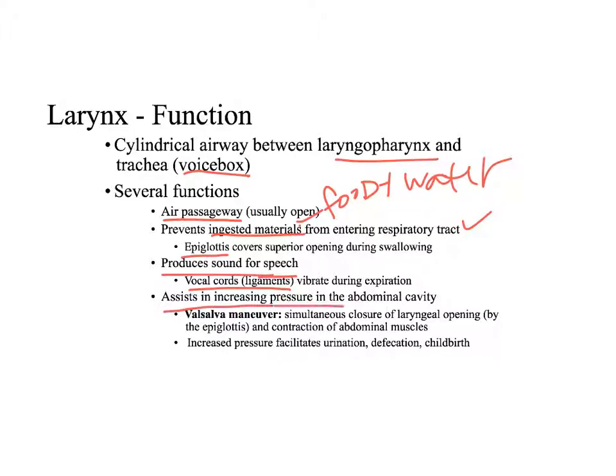The larynx is also going to be important when we need to push. Think about having a baby, and they say push. You take a breath and you close your larynx off, you close off your vocal cords, and you contract your abdominal muscles and you push down. That's actually called the Valsalva maneuver. So that's when we push down. It's going to facilitate urination, defecation, childbirth. Okay, so that makes sense.